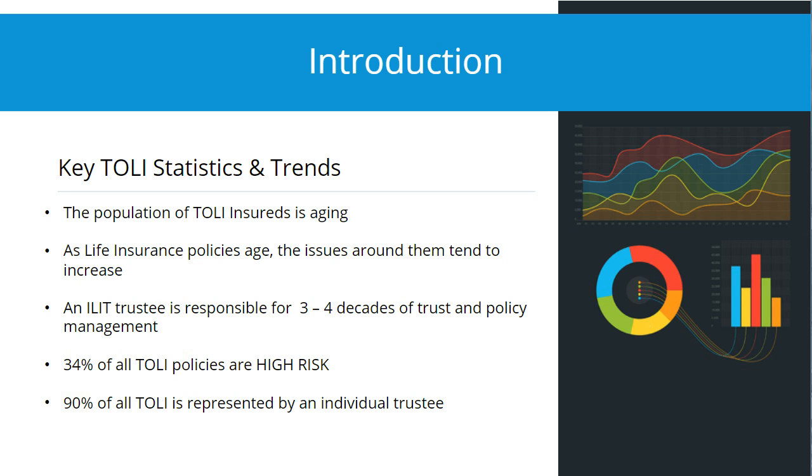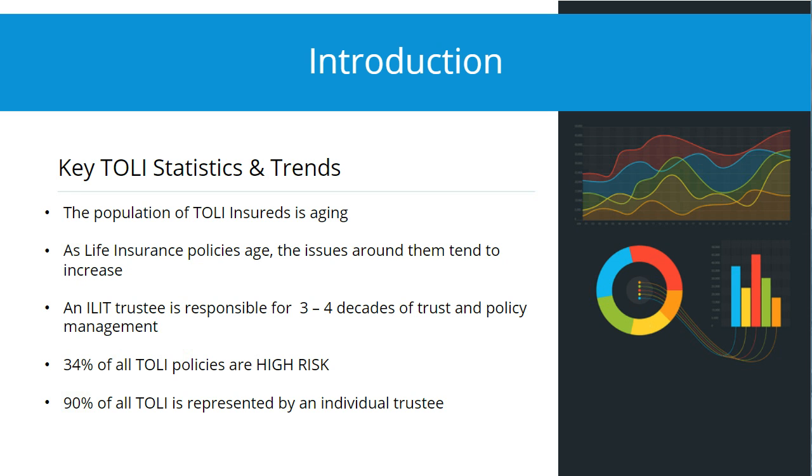The second is policy duration. 61% of policies are over 10 years old, including 28% of policies which are over 20 years old. Policies are issued based on current assumptions at the time, and over the last couple of decades, performance and policy funding rarely has followed the patterns found in the original sales illustrations. As policies age, the issues around them tend to increase.